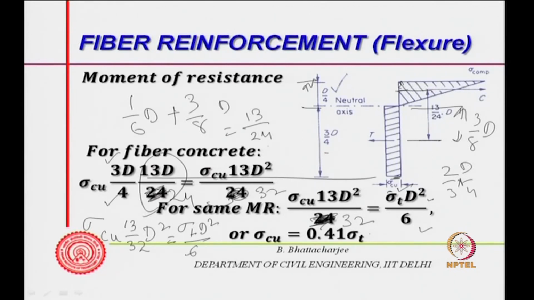Now, this has to be the same as the same moment of resistance, so I want a relationship between sigma_cu and sigma_t. The d square will cancel out, this is 16 and this is 39. So, I will have sigma_cu equals 16 by 39 sigma_t, roughly 40. If you assume it, you can easily show that it is actually 0.41 sigma_t.